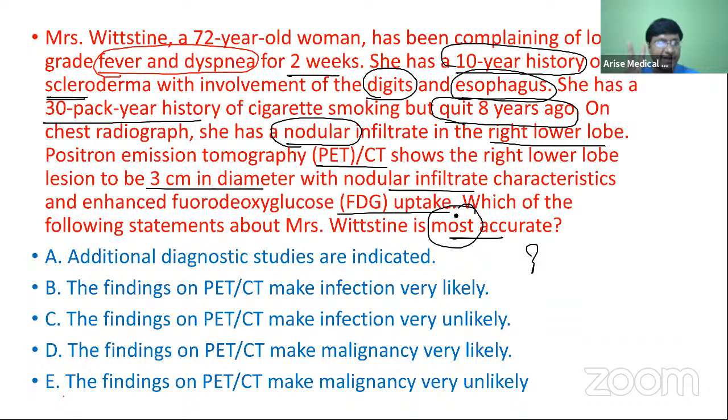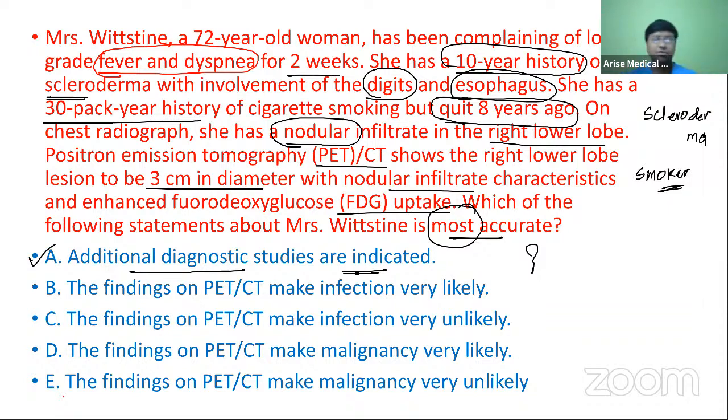And there are 2 risk factors here. One, the patient is having scleroderma, and second, the individual is a chronic smoker. These 2 are the important risk factors. Okay, let me tell you what exactly is the correct answer. Additional diagnostic studies are indicated. Your PET or CT scan will not decide whether it is malignancy or aspiration.